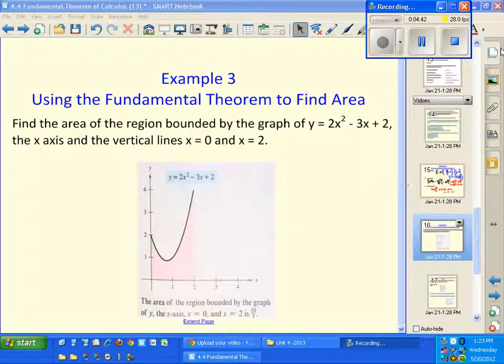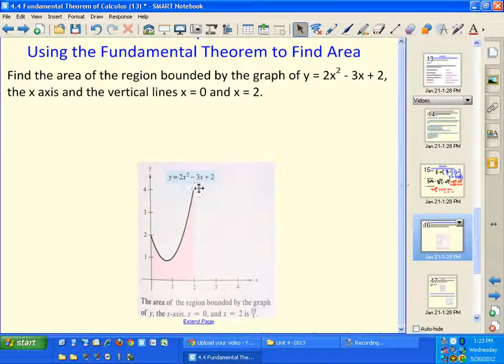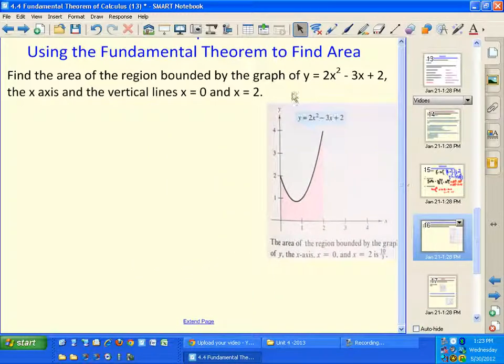So then how does this apply? How can we do this if we have a function? Well, we can do the same things. In this example, we're going to find the area under this curve using this function. So we would do our definite integral from 0 to 2. That's my lower limit and my upper limit. And then my function is 2x squared minus 3x plus 2.